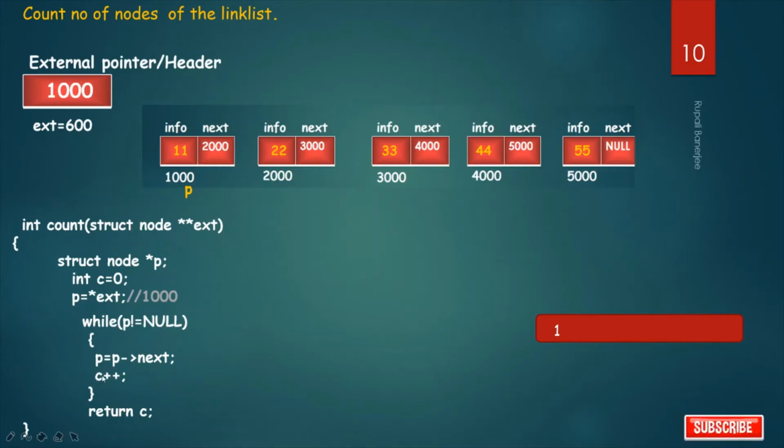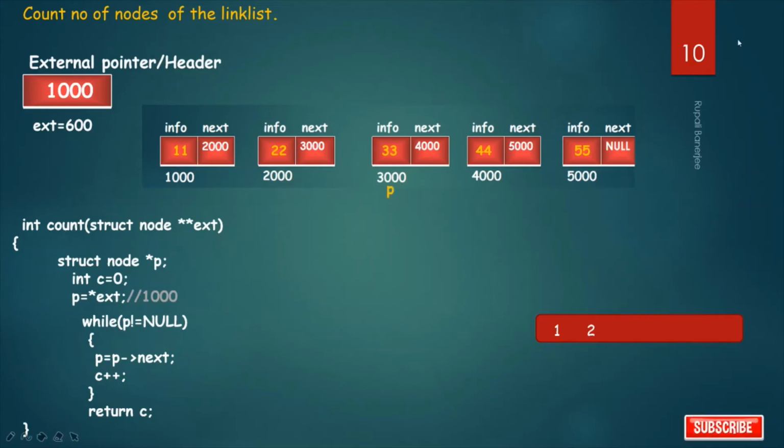And c++. c++ means I increase c by 1. So value of c is 1. So p equals to p arrow next. Again from here check is p null? No. p is 2000. Then p equals to p arrow next, also increase count. So p equals to p arrow next and increase count. So count is 2, p equals to p arrow next.